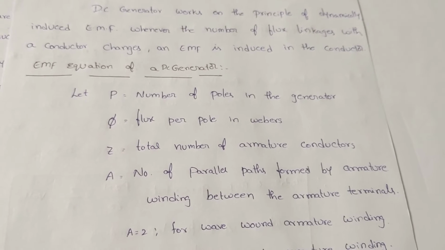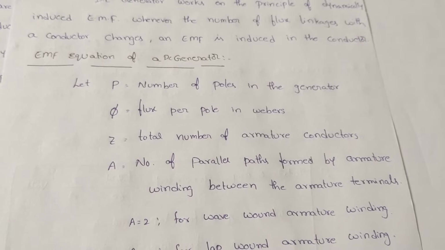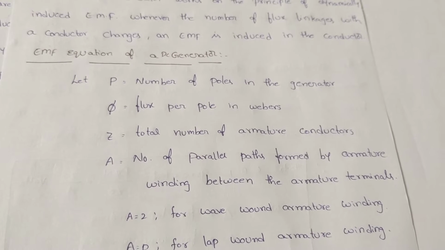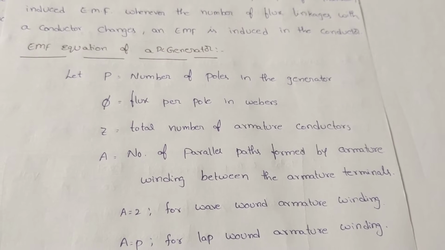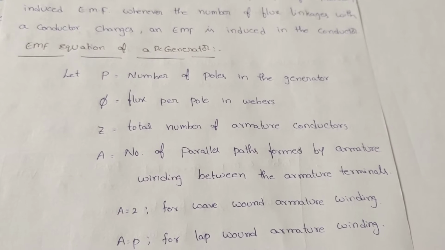The first one, the number of poles will be considered as capital P, and phi is the flux per pole, which is measured in Webers, and Z is the total number of conductors, especially the armature conductors, and A is the parallel paths of the conductors.